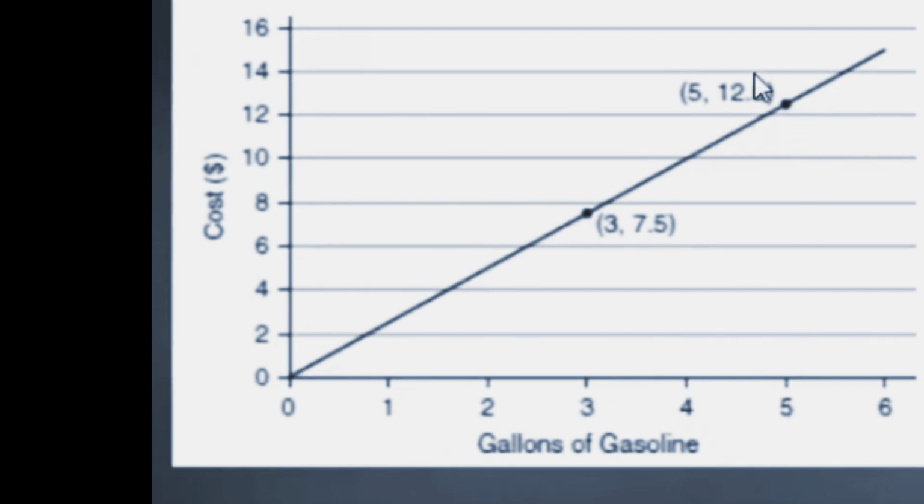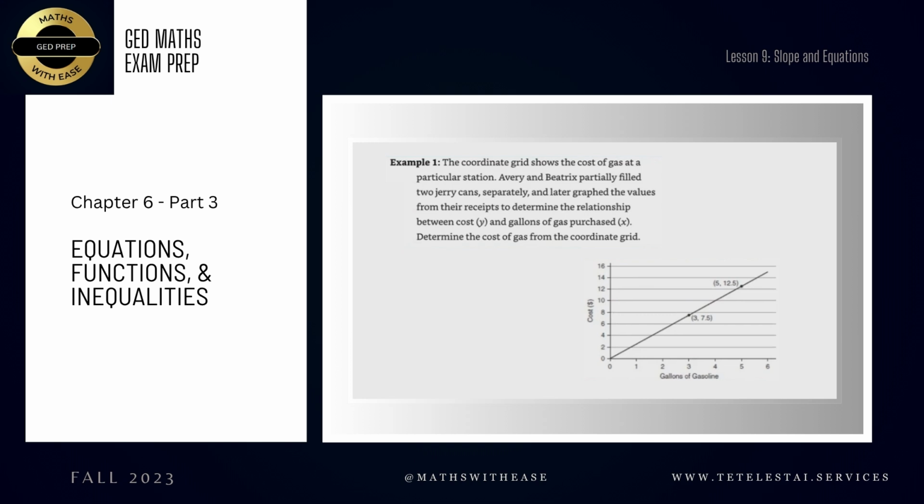And then let's pretend that this is their second receipt, right? So at this point on their journey on this line, they decided to buy 5 gallons of gas, and for that they paid $12.50, okay? And that's represented by this ordered pair (5, 12.5). All right. So now again, we'll go back to our question, determine the cost of gas from the coordinate grid.